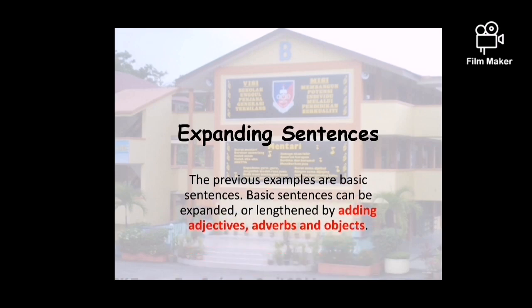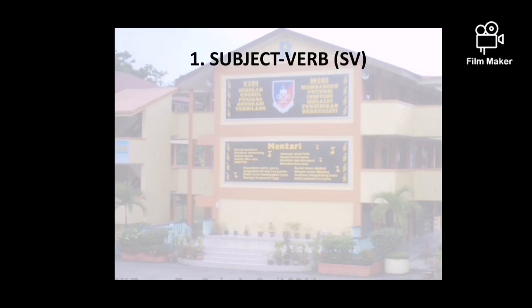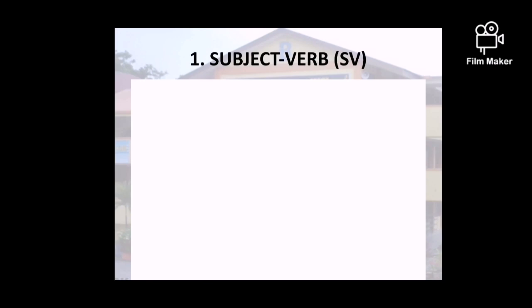So, expanding sentences. The previous examples, what you learned in the last lesson, are the basic sentences. Basic sentences can actually be expanded, or lengthened, by adding adjectives, adverbs, and objects. Okay, let's look at the first one, subject verb. Partif eats. So this sentence is the basic subject verb pattern.